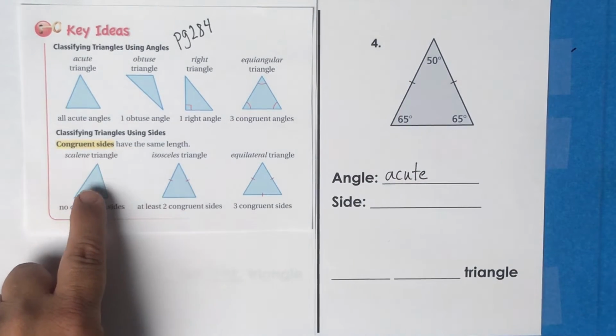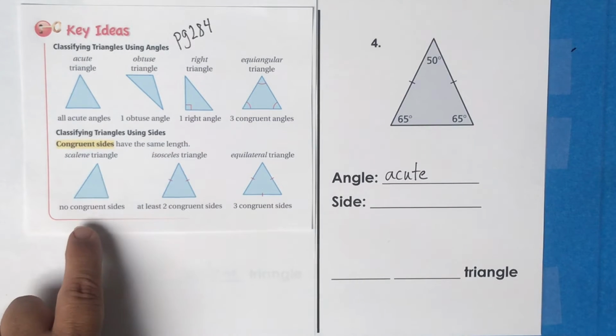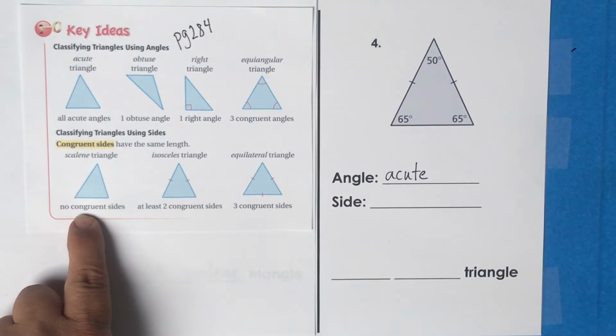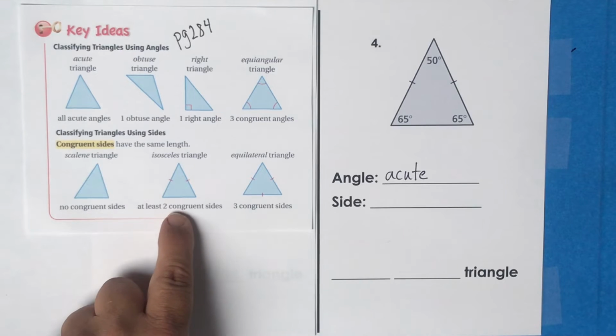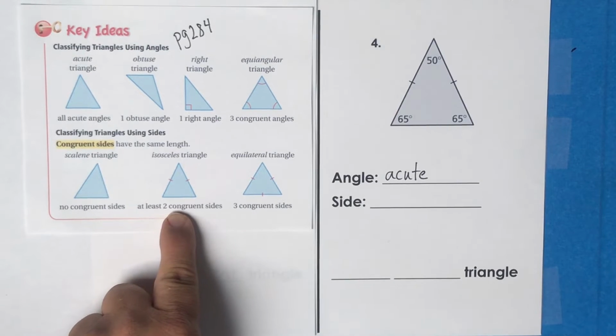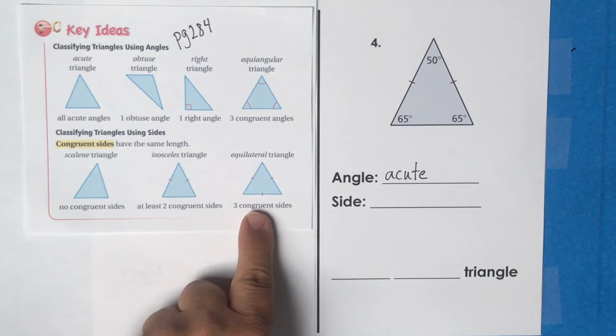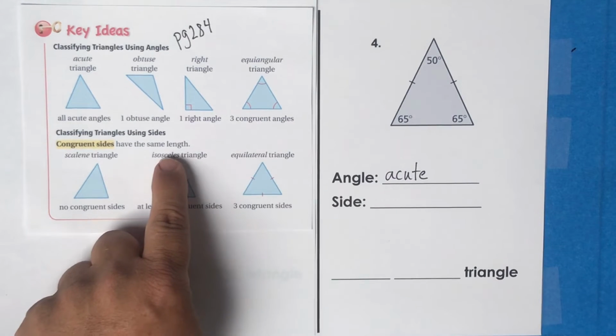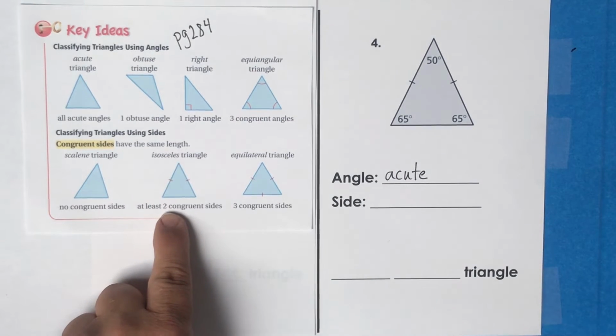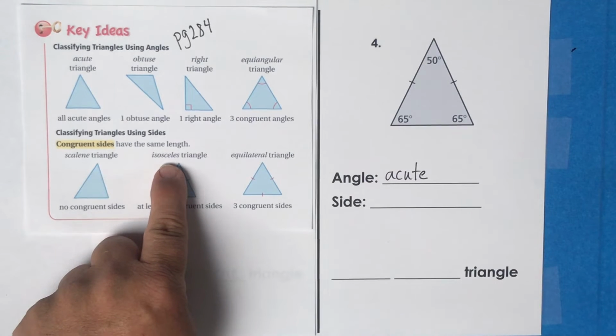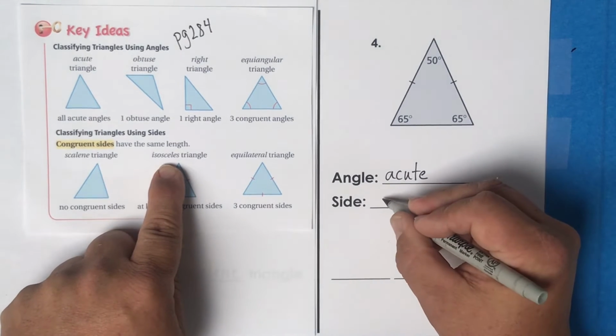And if we look at our classification guide here, no congruent sides, well, we know that 2 are the same. At least 2 congruent sides would be isosceles. Now, if all 3 were congruent, it would be equilateral, but that's not the case. 2 congruent sides is an isosceles triangle.